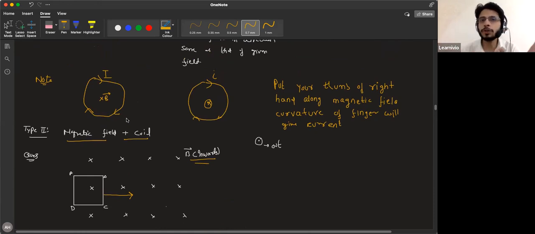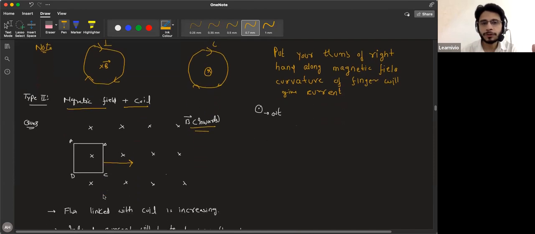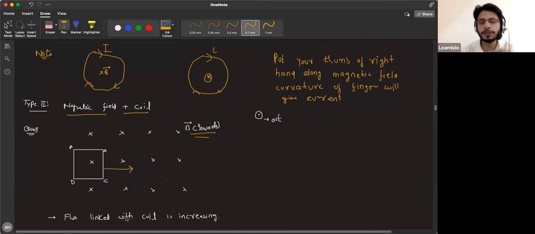In the type 1 question, you have a magnet and a coil. In type 2 question, you have a magnetic field and a coil. The logic is different. So here we can see that the coil is entering the magnetic field. When the coil is entering the magnetic field, the area linked with the magnetic field is increasing, which means the flux is increasing. So flux linked with the coil is increasing.